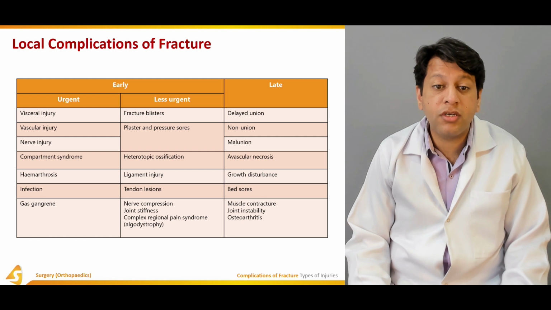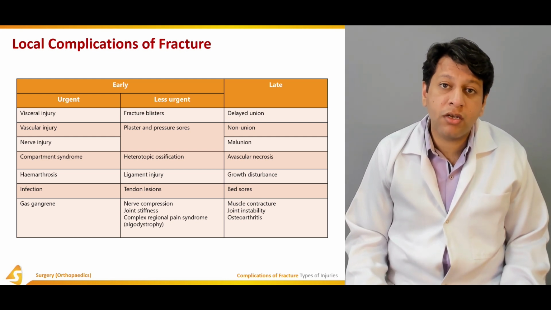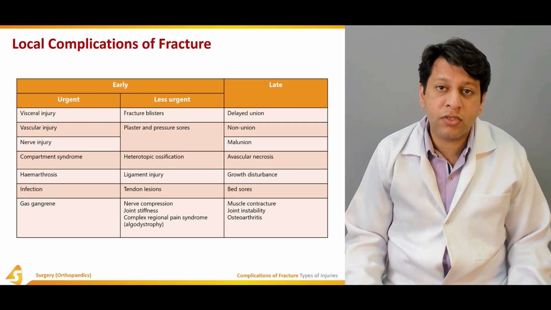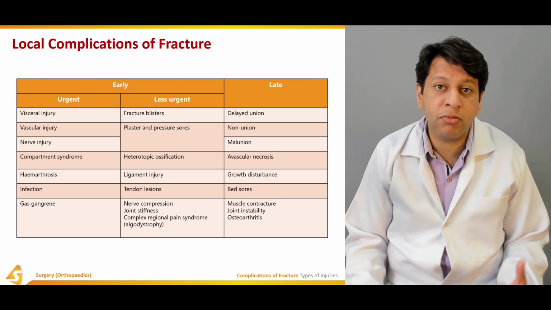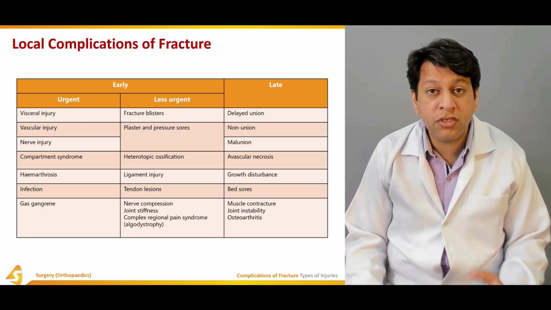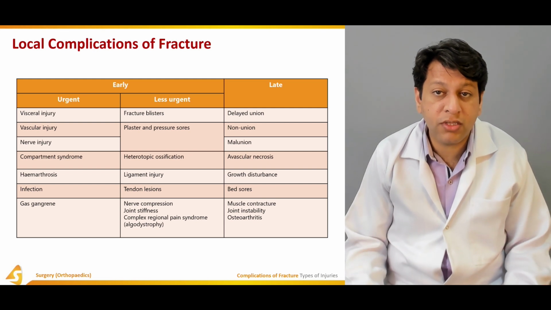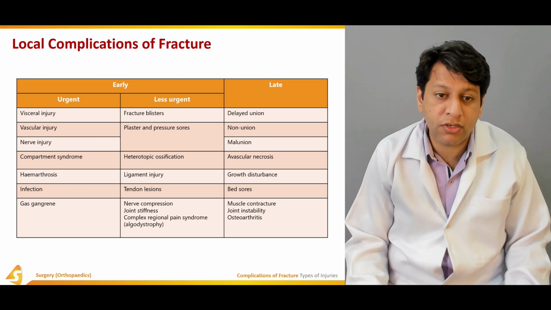The most urgent is a visceral injury. For example, if it's a pelvic trauma, there may be multiple fractures as well, and there could be associated genitourinary injury. There may be bladder rupture, urethral rupture, and the ureters may be damaged as well, and you need to deal with them, because otherwise that is going to cause severe peritonitis and eventually the patient is going to die.